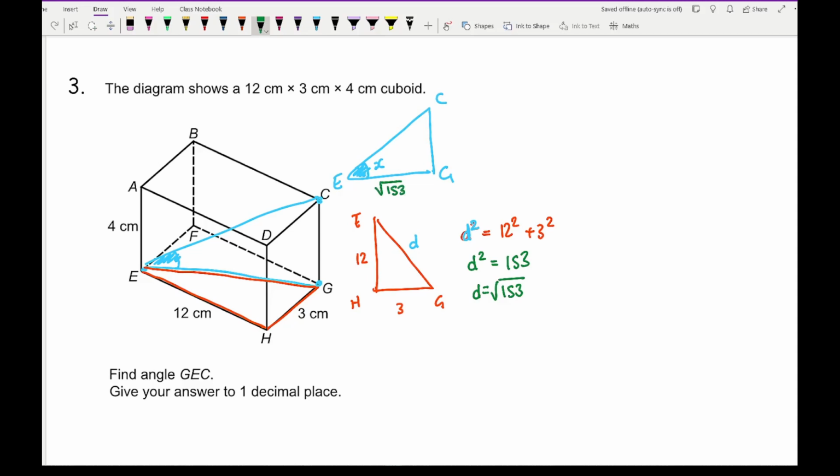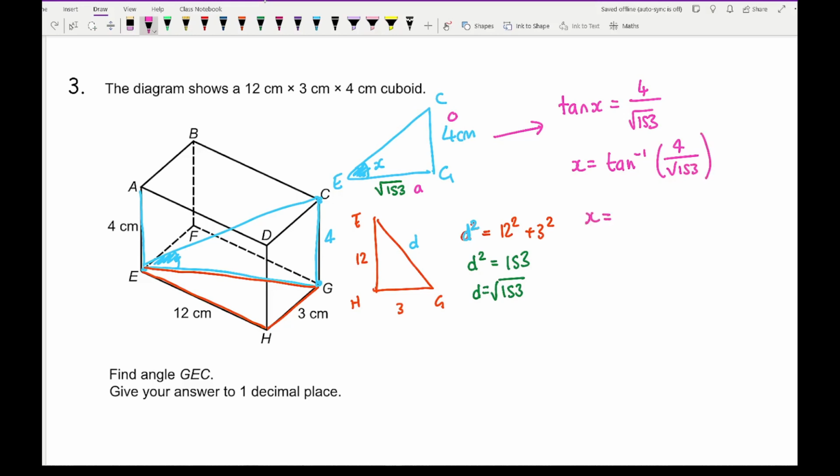Now, from this, what I can then do is I then need to find another side. Well, actually, I know that this side here is 4 centimeters, because if this is 4, that's going to be 4. So then from this, I can then work out what angle X is going to be. So from this, I can then label this triangle up. So this is the opposite, this is the adjacent, and so I'm going to use tan. So I've got tan X equals 4 over the square root of 153. So X equals the inverse tan of 4 over root 153.